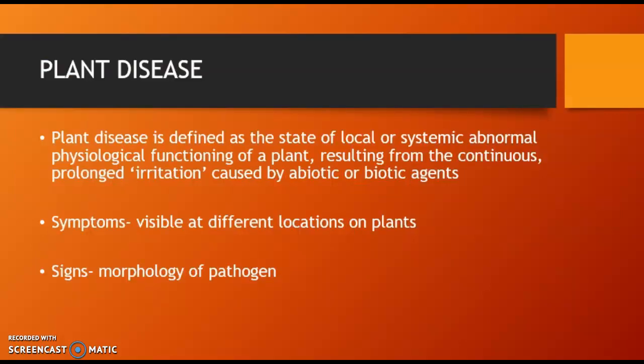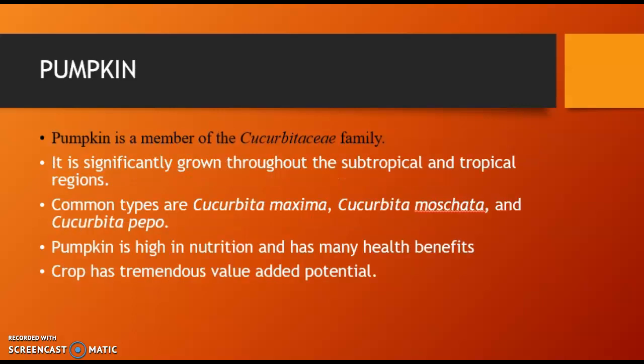A plant disease can be defined as the state of local or systemic abnormal physiological functioning of a plant, resulting from the continuous prolonged irritation caused by either abiotic or biotic agents. Symptoms of plant diseases can be visible at different plant locations, and signs of plant diseases can be expressed by the morphology of the pathogen. As previously mentioned, we will be discussing two major plant diseases in pumpkin.